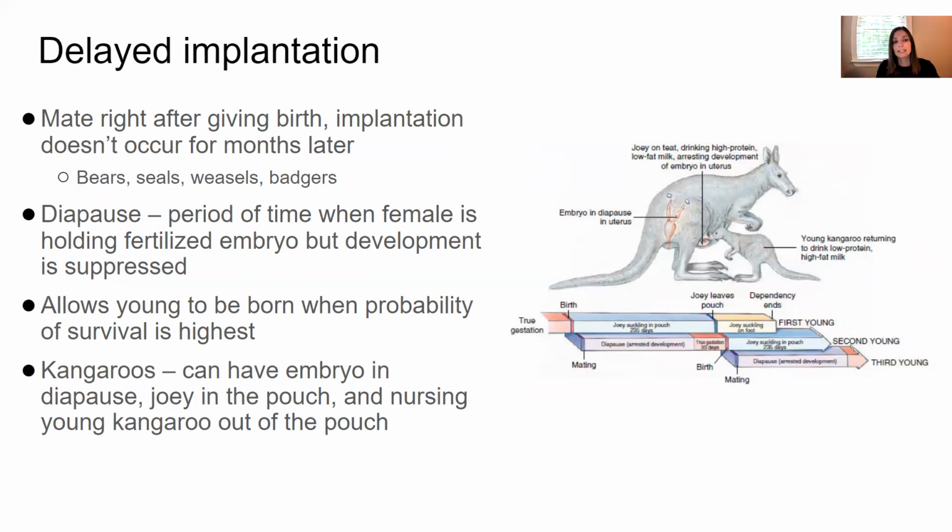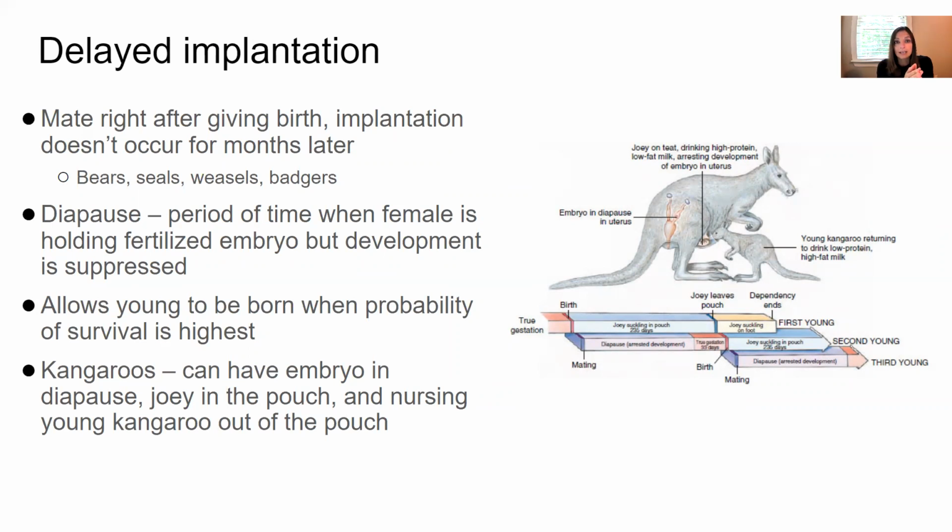So diapause is that period of time when a female is holding on to the fertilized embryo, but development is suppressed. And the reason for this, the adaptive advantage of this, is that it allows young to be born when the probability of survival is highest. So let's say breeding season is spring or summer, when the weather's nice, animals are moving, there's plenty of food to eat, things are great, breeding happens.